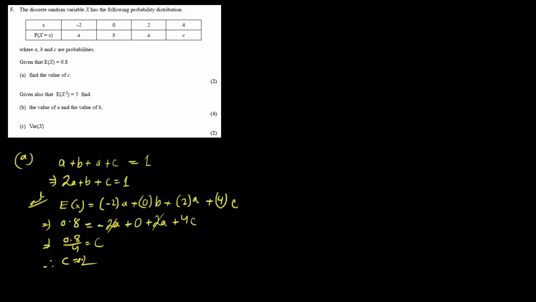Now for question number B, we know E(X squared) equals to 5. So let's use the formula for E(X squared). E(X squared) is random variable square into probability plus random variable square into probability plus random variable square into probability plus random variable square into probability, and we know the value of c. The value of c is 0.2.